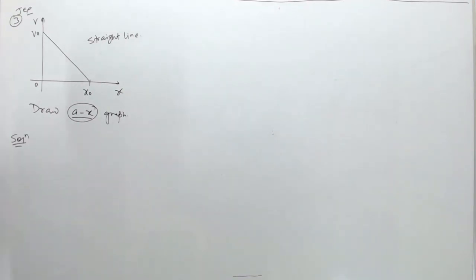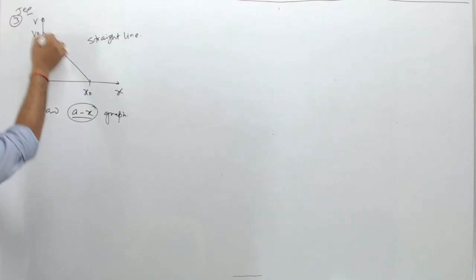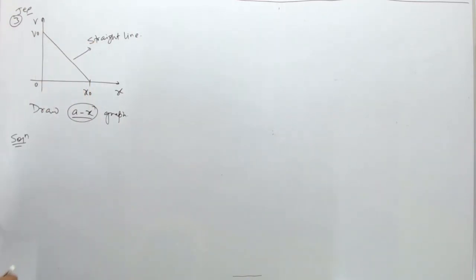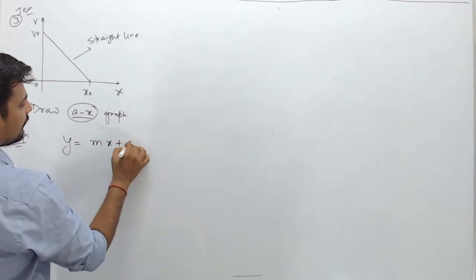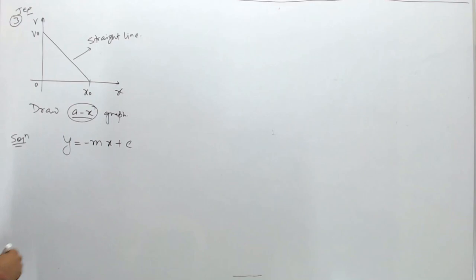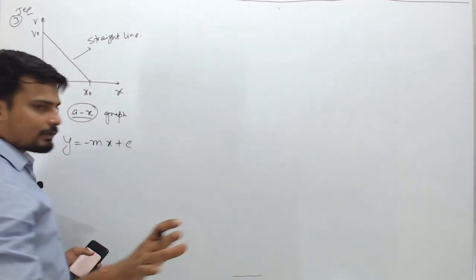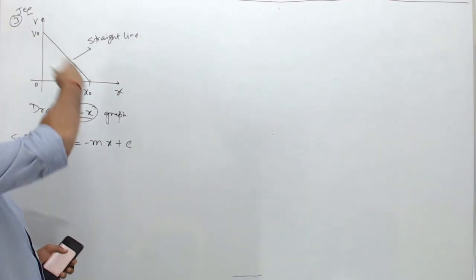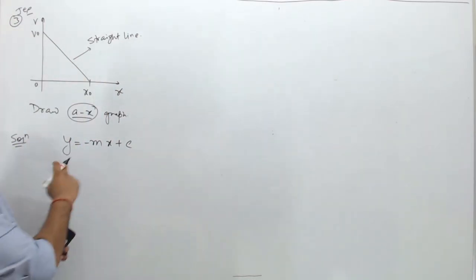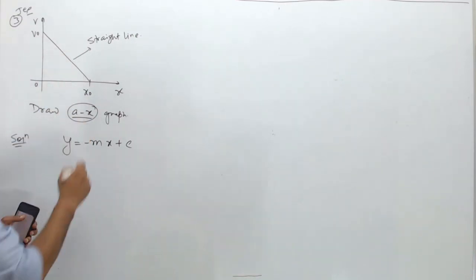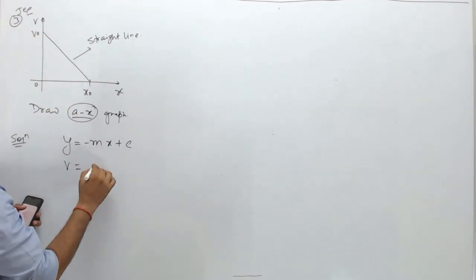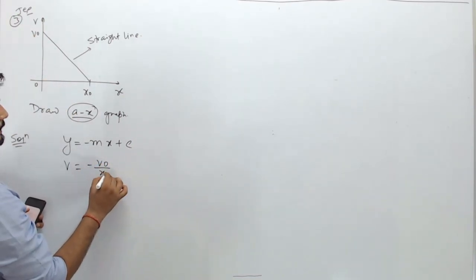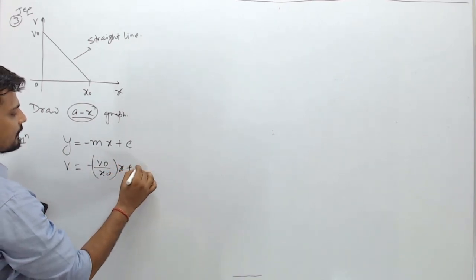Now we know that the velocity-x graph is a straight line. Can we write the equation? Of course we can, using y equals mx plus c. Since the slope is negative, we put y equals minus mx plus c. Anyone has any doubt as of now? The graph is sloping down, so we have y equals minus m. Now what is going to be the slope and what is y? Y is v. So v equals, slope is going to be negative of v0 upon x0, times x plus c.